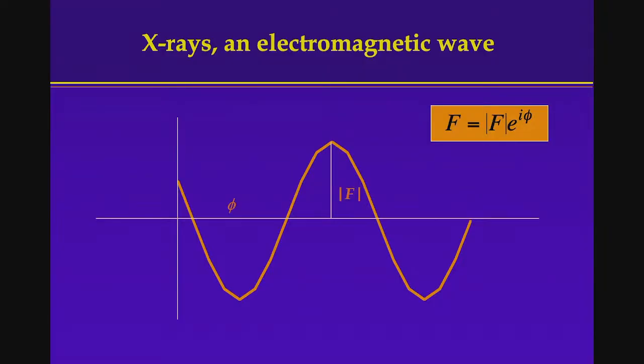That's represented by this representation. This is the complex number. i is the square root of minus 1. It's an imaginary number, essentially.